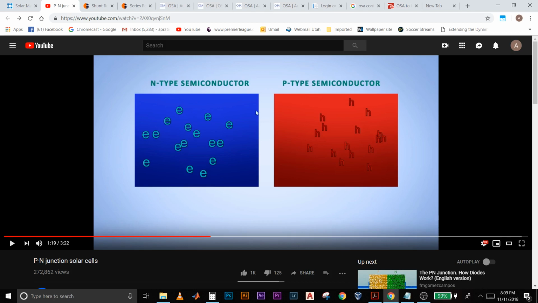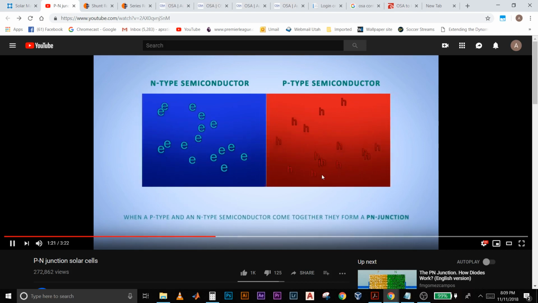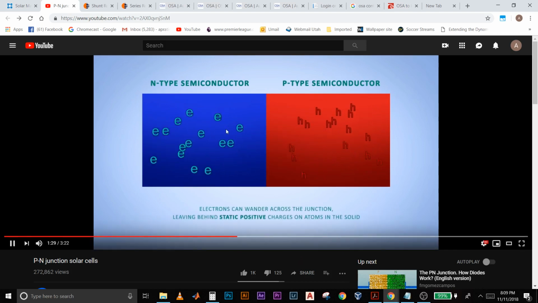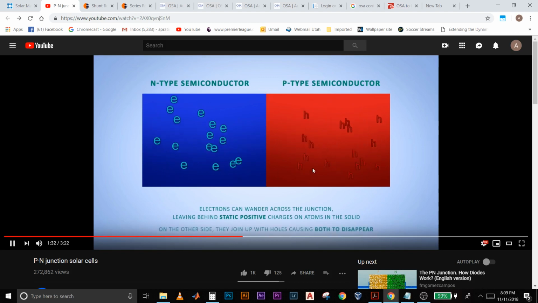One is the N-type semiconductor and one is the P-type semiconductor. In the N-type semiconductor, we have free electrons, and in the P-type semiconductor, we have freely moving positive charges, or freely moving absence of electrons, or holes. So when these two types of semiconductors are joined together, they form what is known as a PN junction. So P-type semiconductor, N-type semiconductor, and this is the PN junction.